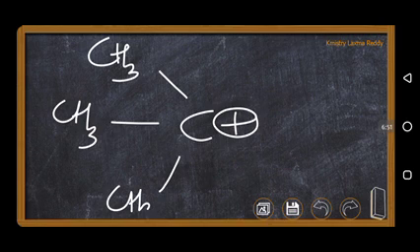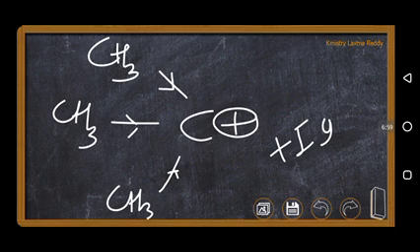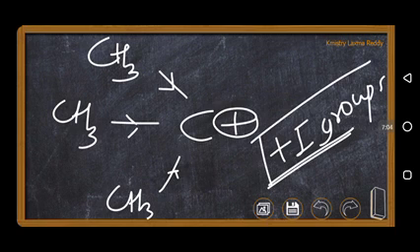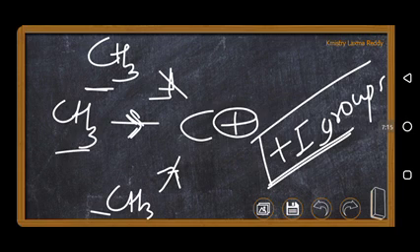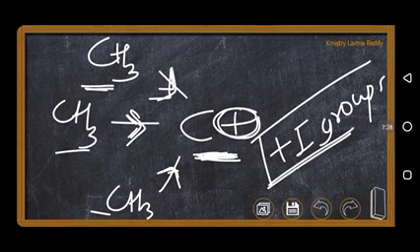What is the nature of the methyl group? Methyl is a slightly electron pushing group. These groups we call plus I groups, positive inductive effect. You can take ethyl, propyl, anything, but they must be alkyl groups. These are electron pushing groups. They are pushing electrons toward this carbon which has the plus charge. This plus charge indicates it is electron deficient, meaning it is in need of electrons. So when it is in need of electrons, these groups are supporting.